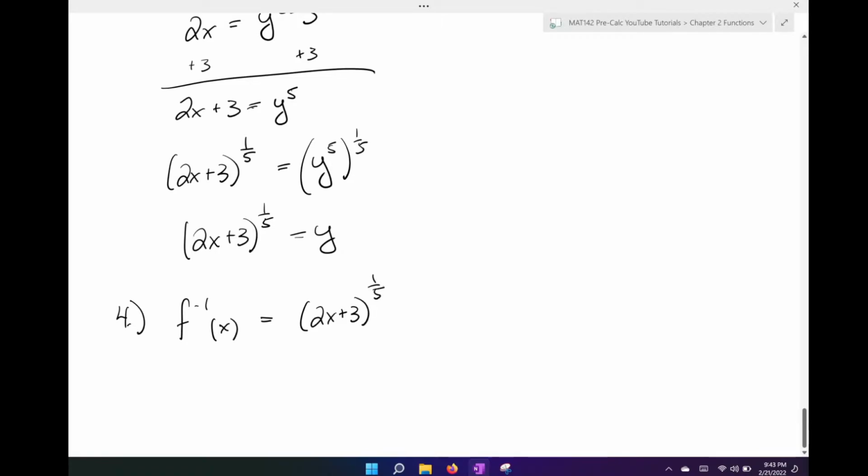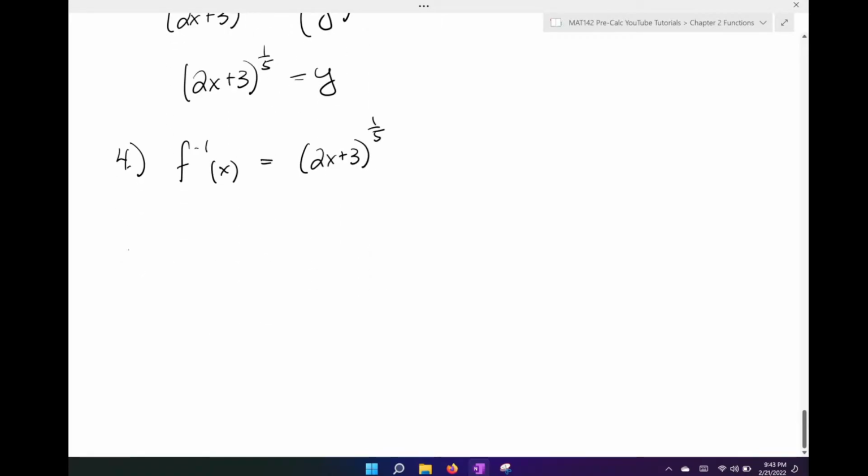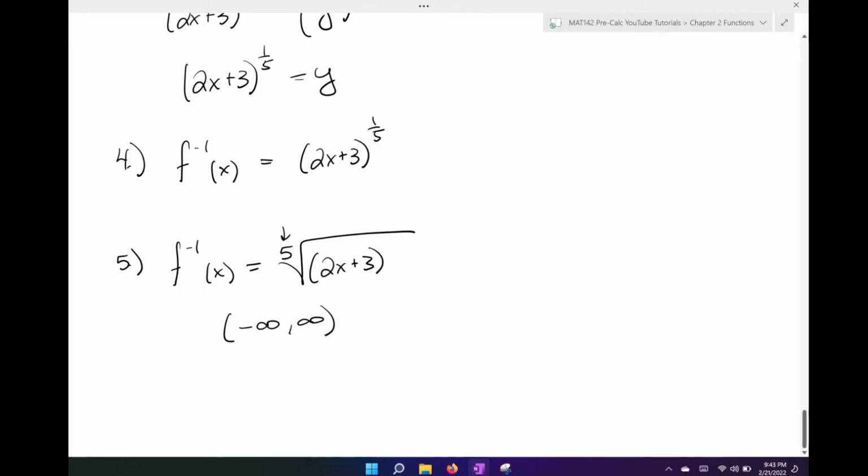So there's our inverse. Now, for step five, stating the domain, I think it's going to be easier for us to look at this as the fifth root of the quantity 2x plus 3. And since this index is odd, we know this is going to be defined everywhere, from negative infinity to positive infinity.